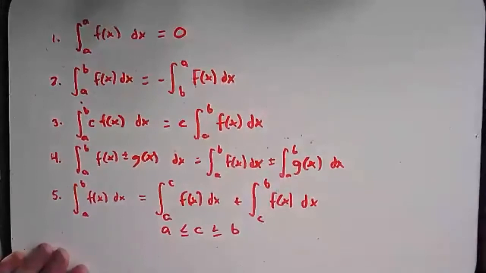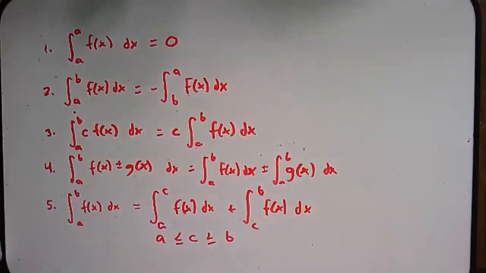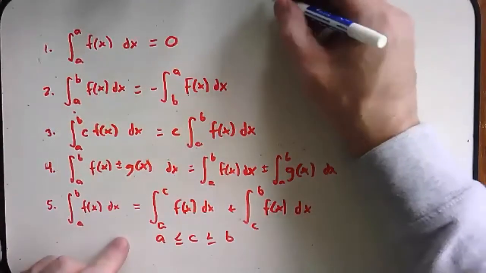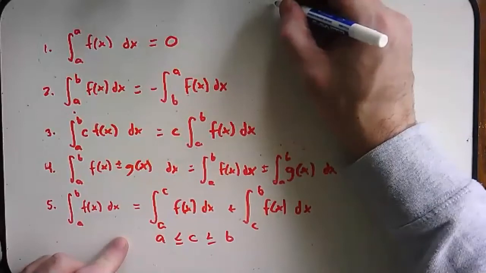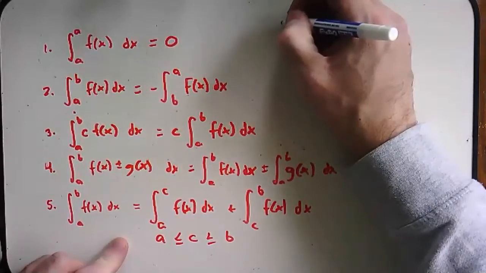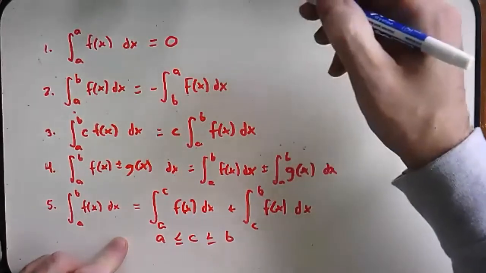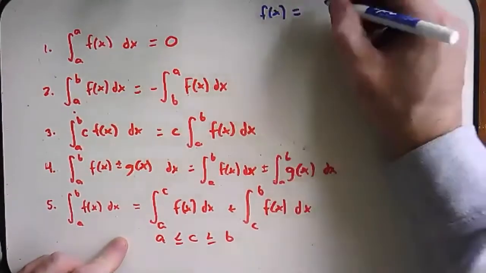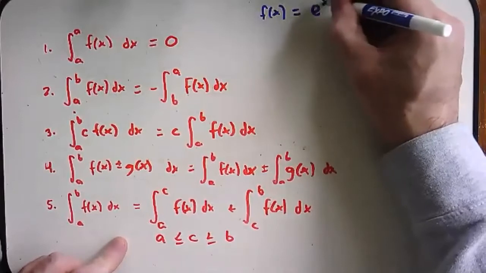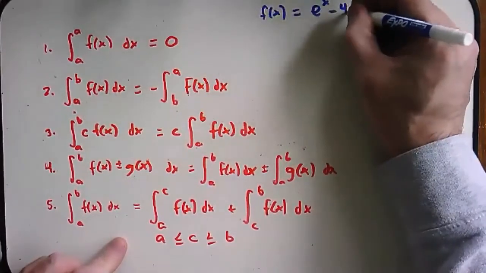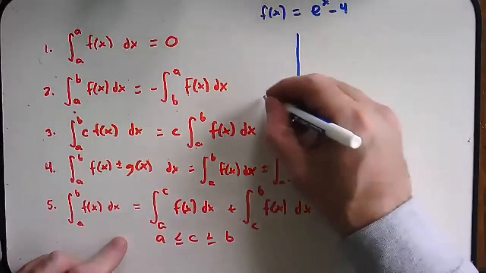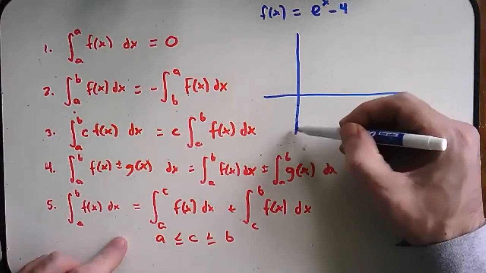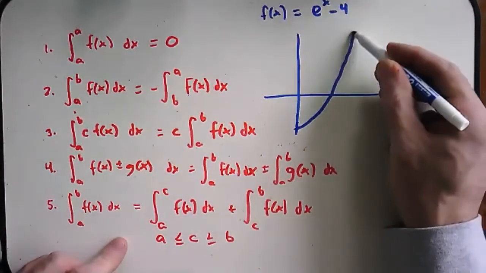I think I can fit it in on the side here. Okay, let's do this. Let's try to think of a good example. Let's do f of x equals e to the x minus 4. So that's just an exponential growth curve that's been shifted down by 4 units, and it'll look something like this.